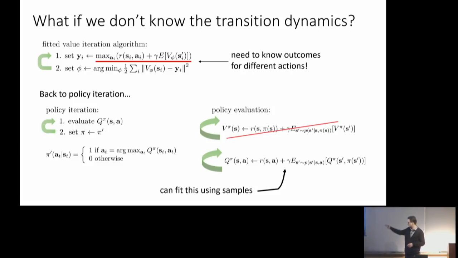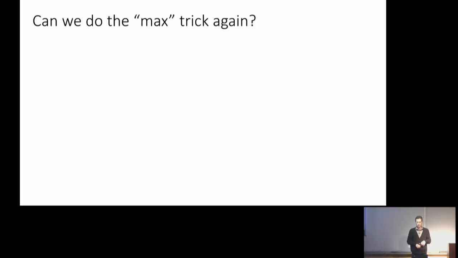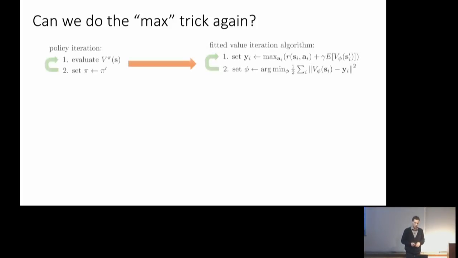And then you can fit this thing using samples just like in fitted value iteration. So now we had to take a step back to this policy iteration world. Can we do the same kind of max trick that allowed us to go from policy iteration to value iteration to now get Q iteration, Q value iteration?